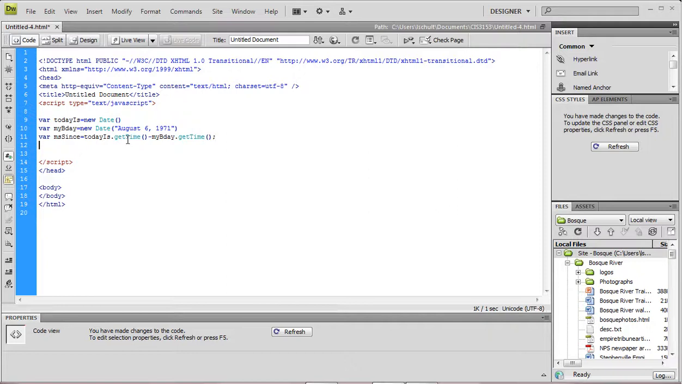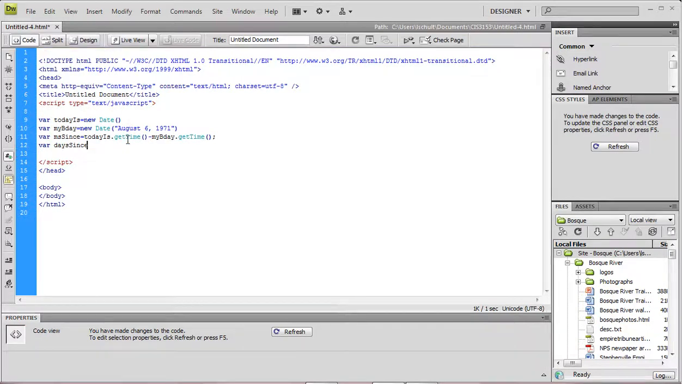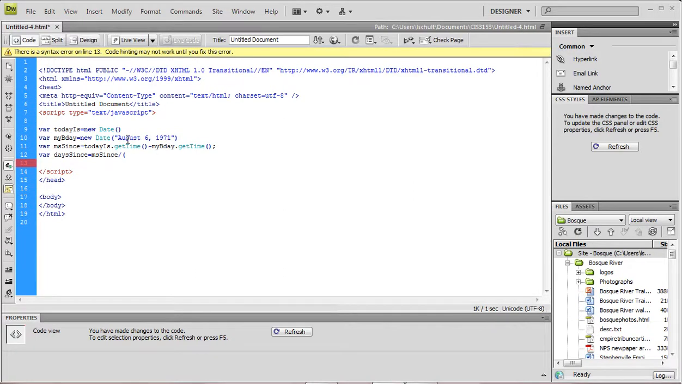So we now have how many milliseconds old I am, and we need to go ahead and convert that into our days, but also we're going to round it down. A lady's age, you should always round down. And so what we're going to do is we're going to set up another variable. We're going to name this days cents, and we're going to set that equal to millisecond cents, and we're going to divide it by a conversion formula.